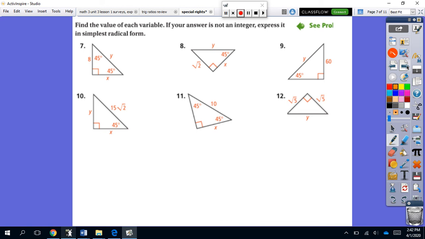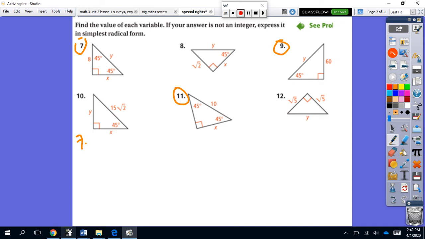Okay, so now turn off the video and try these, any 3 of them. Let's do 7, 9, and 11. Okay, so if you turned it off and came back, we're going to do number 7 first.